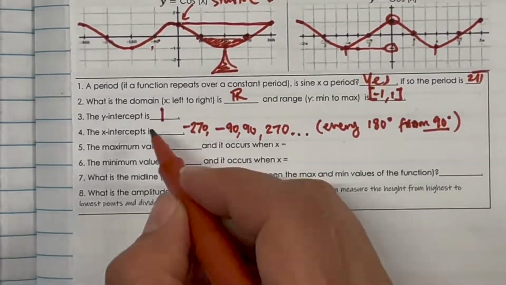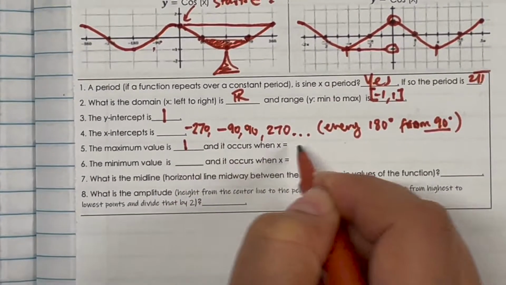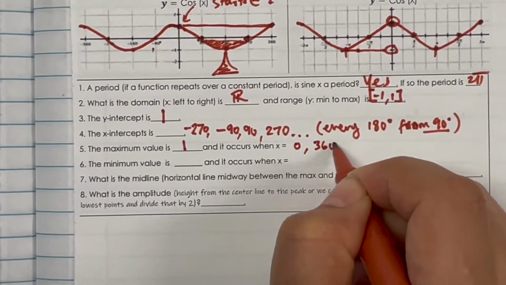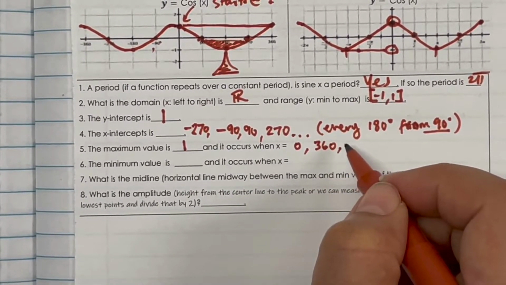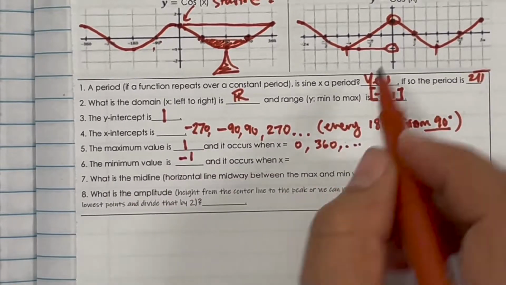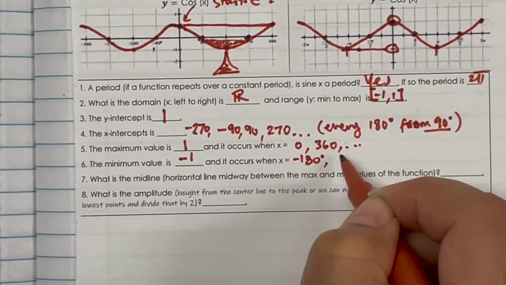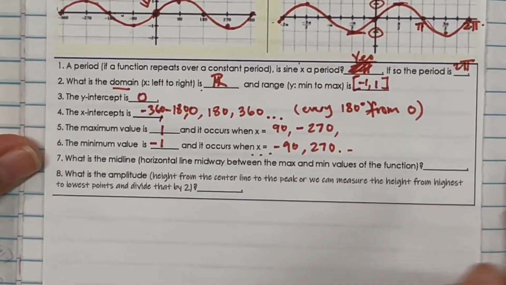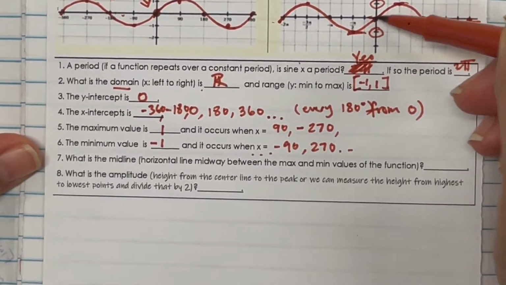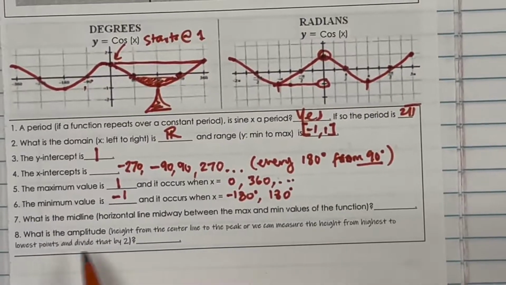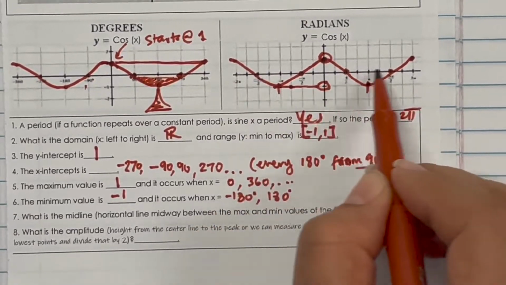That's really important. For cosine, the maximum value is positive 1, and it occurs when x is 0, and also when x is 2 pi or 360. And again, in both directions, so it also happens at negative 360. Minimum value is negative 1, it occurs at negative 180, it also happens at positive 180. All right, what is the midline? Very, very important. It's a horizontal line midway between the max and the minimum. So right here in the middle, it's y equals 0. Same thing here, middle of the whole graph, which is y equals 0.